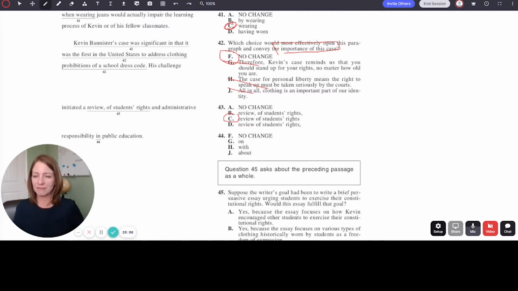Now the prepositions: in public education, on public education? Administrative responsibility in public education, on, with, about. You're just thinking through what prepositional idiom feels right there. Administrative responsibility in public education. So we're going to go with 4, just going on your gut for what feels right on that one.